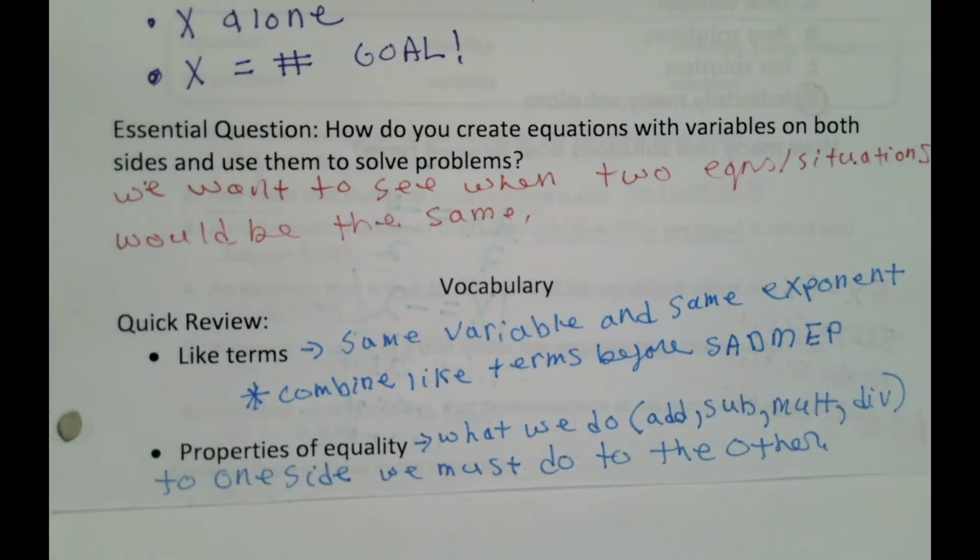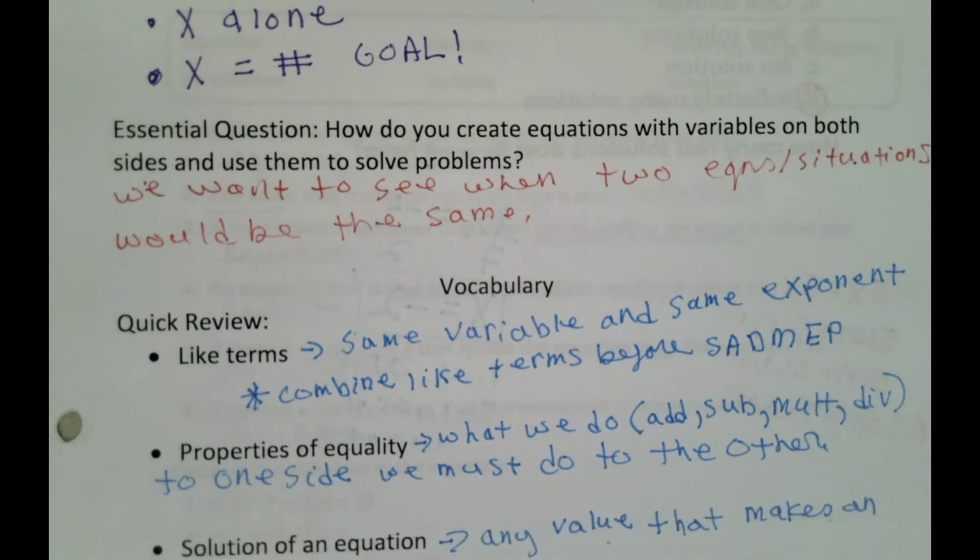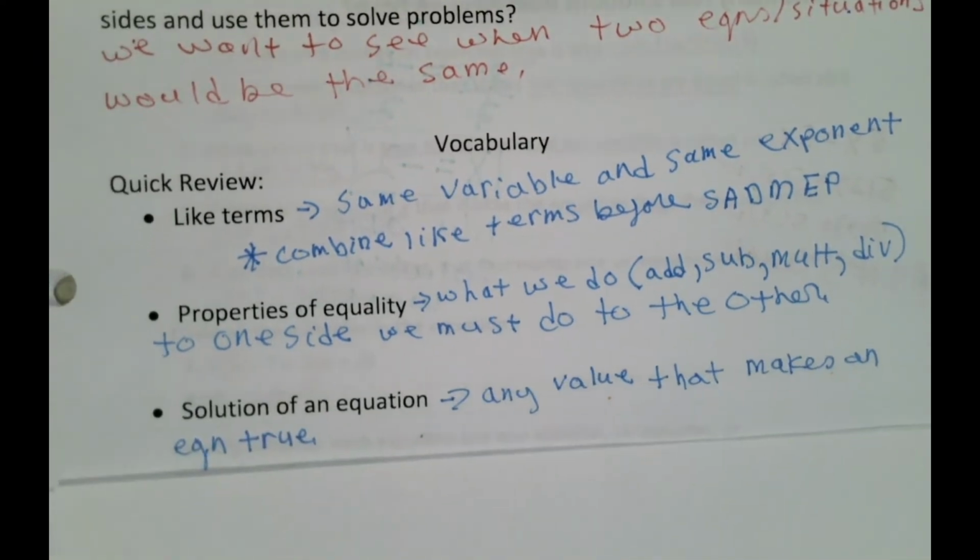Another thing we talked about was the properties of equality. What we do, add, subtract, multiply, or divide to one side, we must do to the other. The golden rule of algebra. Okay. And then the solution to an equation. It's any value that makes an equation true. So sometimes you'll have one solution, sometimes none, sometimes multiple. It's any value or number that we can plug into that equation and it becomes true. So if our equation is 2x equals 4, 2 is our solution because it makes it true.